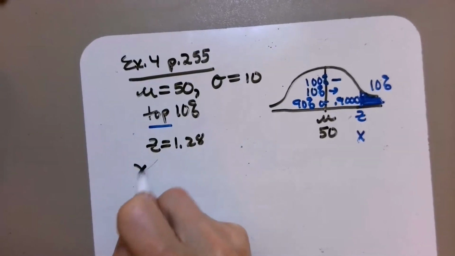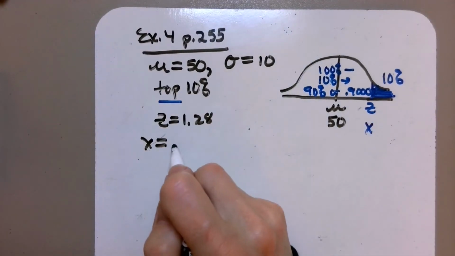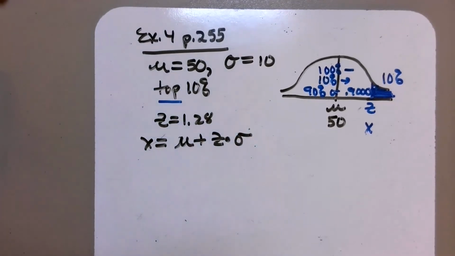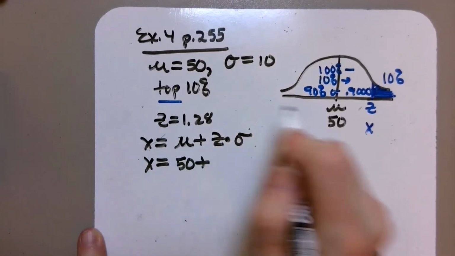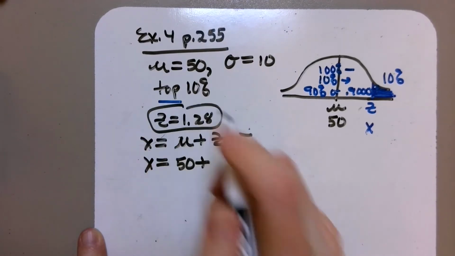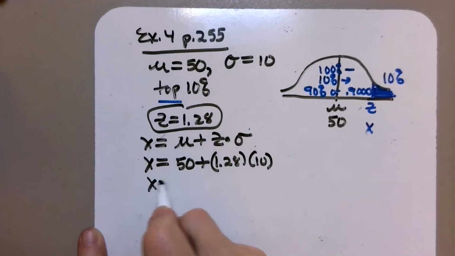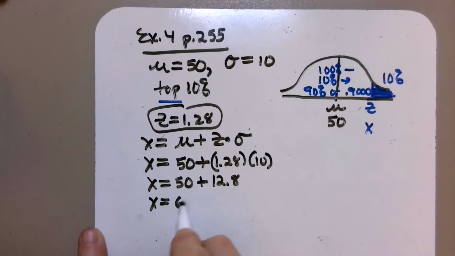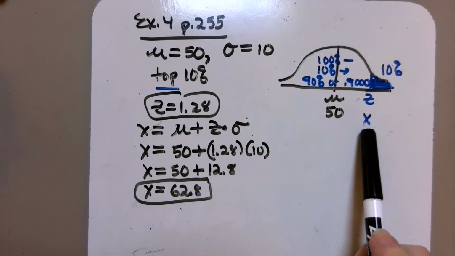Now we are not done, because we need to find what's the data value, x. What does somebody score on that test to put them in the top 10%? So again, we've got this formula, mu plus z times sigma, that we just talked about from example number 3. So now we have the information: mu 50 plus z we just found was 1.28 times sigma, which was given as 10 at the beginning of the problem. Multiply first. 50 plus 12.8 gives you about 62.8. So to be scoring in the top 10% on that test, somebody would need to score about 62.8 or above.